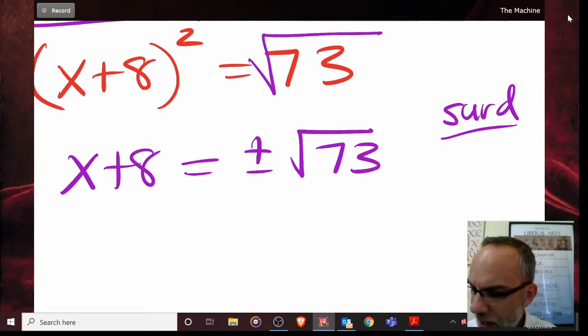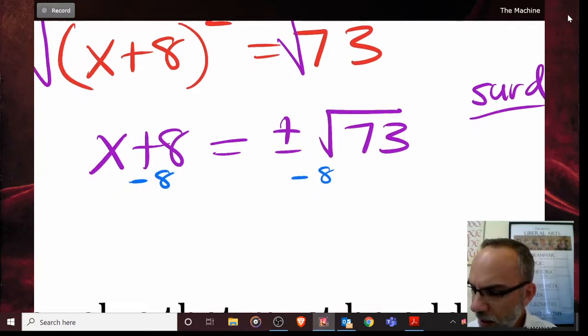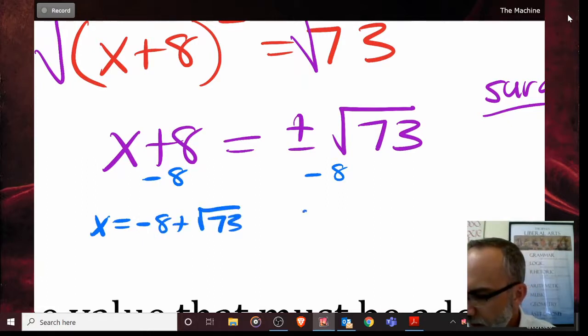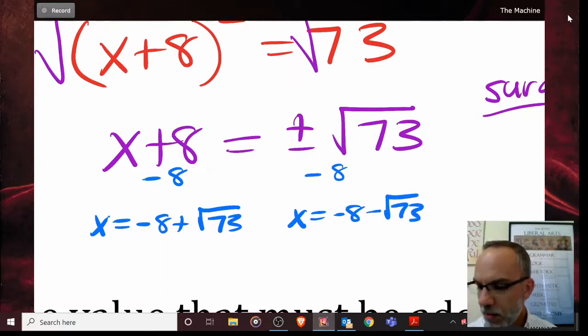And so now let me subtract 8 from the left and 8 from the right. And really what I've got here is x is equal to negative 8 plus root 73, and x is equal to negative 8 minus root 73. Now, at some point, you might even want to do a decimal approximation.